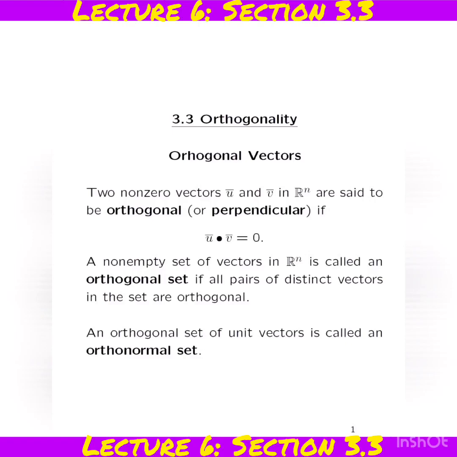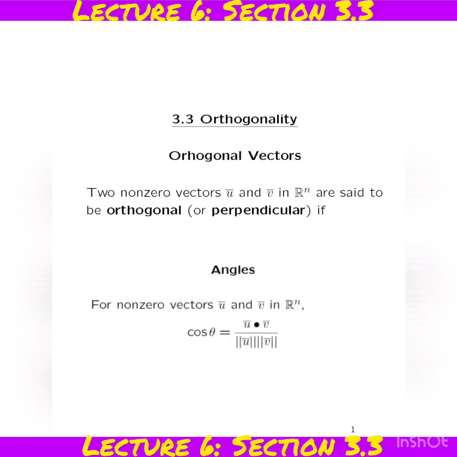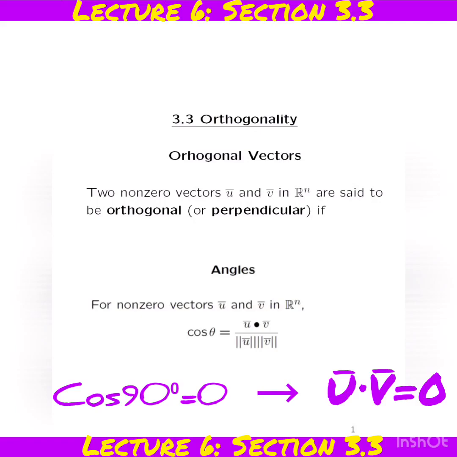Now, if we go back to our formula for the cosine of an angle between two vectors, we know there's a formula for that. It's the dot product between the two vectors divided by the product of the norms of the two vectors. Now, if the angle between two vectors is 90 degrees, cosine of 90 degrees is going to be 0. So that'll imply that the dot product between the two vectors will be 0.